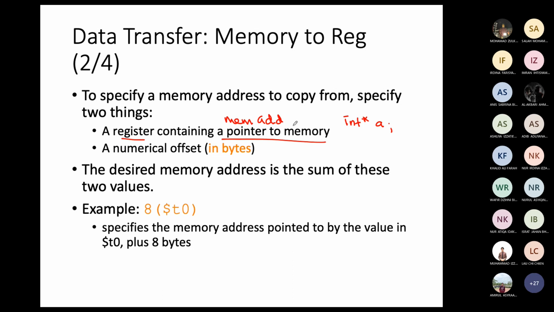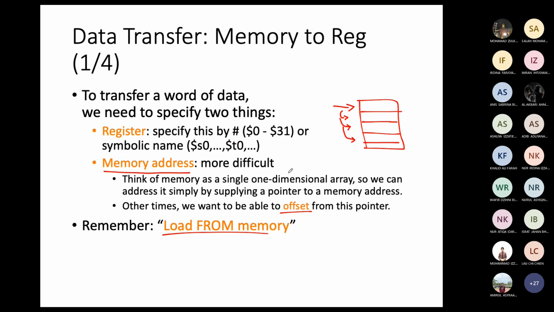And then you also need a numerical offset. Offset here means how many bytes we need to jump from this memory address. So the desired memory address is the sum of these two values.